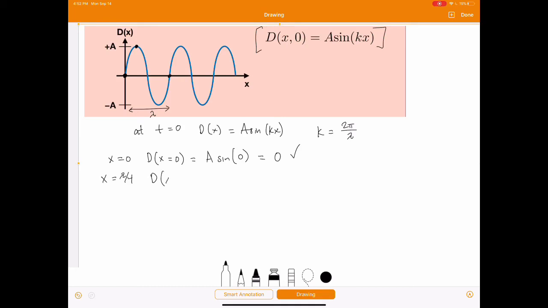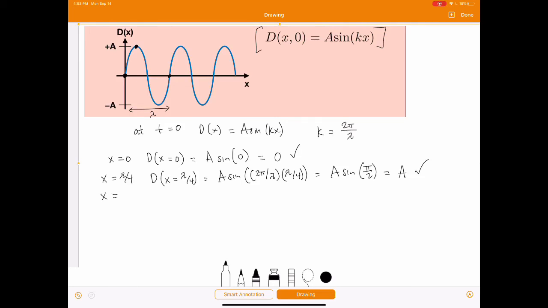So the displacement at x equals lambda over 4 is equal to A times sine, okay, k is equal to 2 pi divided by lambda, x is equal to lambda divided by 4. So we have A times sine of pi over 2 is what we're left with. Sine of pi over 2 is 1, so this is A. That's telling us that at a quarter wavelength, we should be at the amplitude of the wave, the maximum displacement, and that is true if you look at the graph, okay?